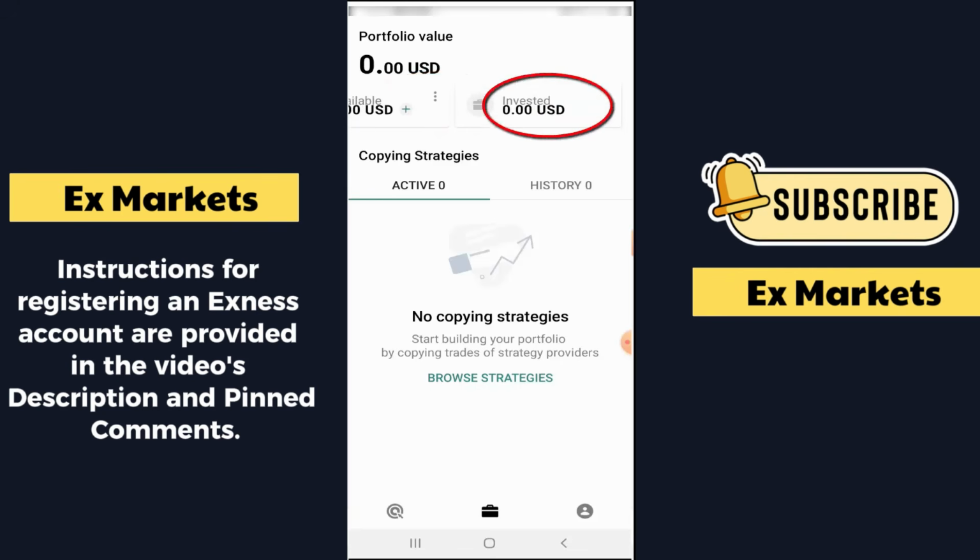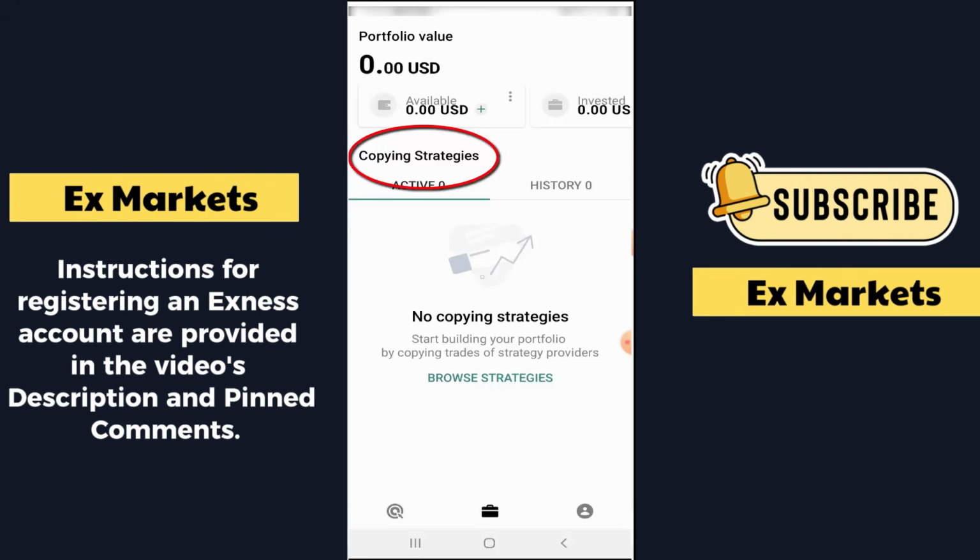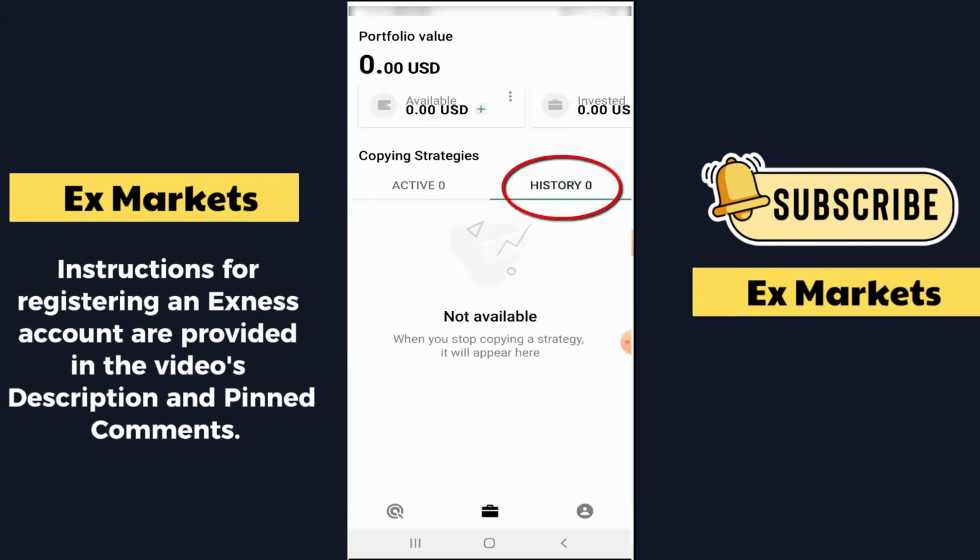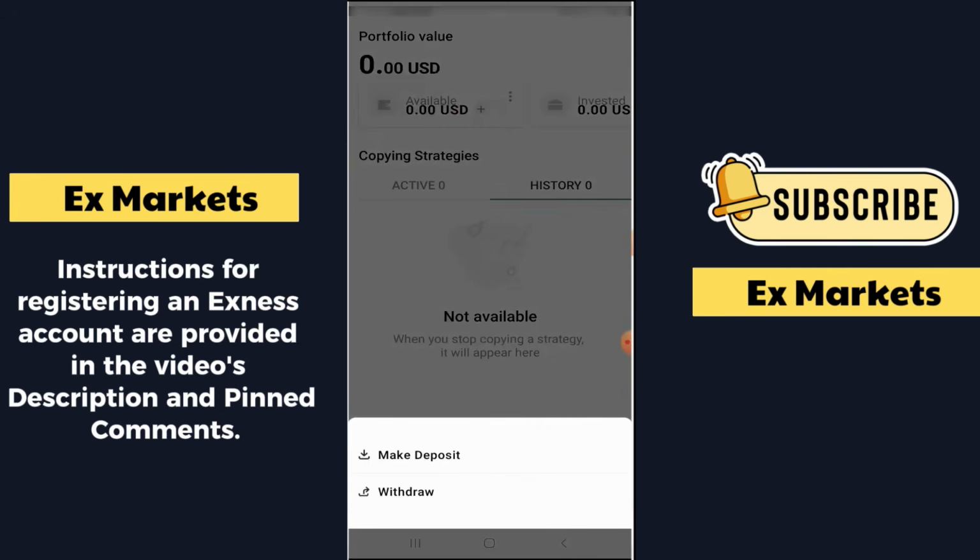Money that has been invested will be displayed in the copying strategies section. And it is in the active section. Currently, I have no investments, so it shows active, 0. However, if there are investments, they will be displayed in this section. And the total amount of money we have copied will be in the invested section. History is the section that shows information about the money we have invested in the past. In the available section, if you want to add funds to continue investing in other trading signals, you can click the plus sign and select Make Deposit to add more money. Or we will choose Withdraw to withdraw money.